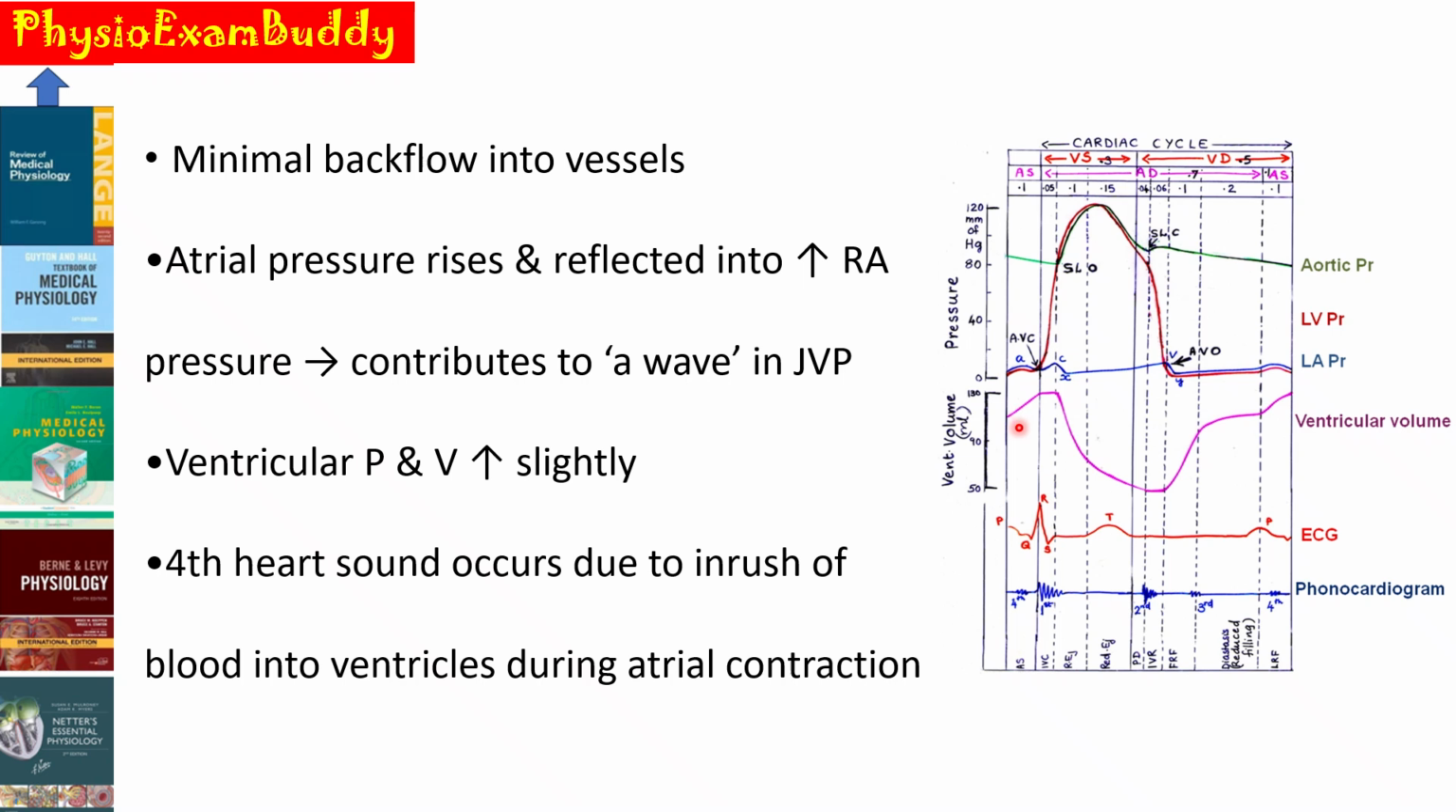And what happens to the ventricular pressure as well as volume? The ventricular pressure and the volume are actually slightly increased. You can see here the ventricular pressure is only slightly increasing, and the ventricular volume is also slightly increasing during this phase. And correspondingly, you will get the fourth heart sound due to the inrush of blood into the ventricles during the atrial contraction.